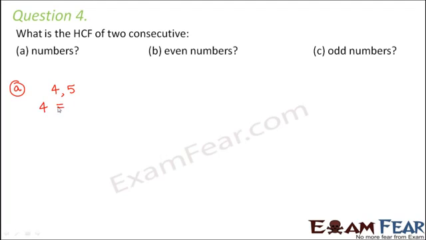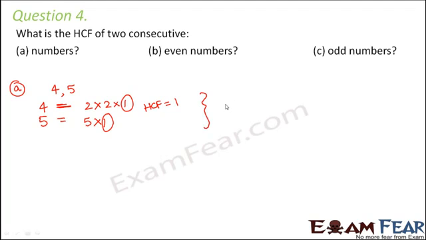Now 4 can be written as, or we can say there are two different ways of doing it. One way is 4 can be written as 2 into 2. 5 can be written as 5 into 1. Now when you write 2 into 2, you actually mean 2 into 2 into 1. So which is the common factor that you have? So 1 is the common factor. Therefore HCF will be equal to 1.